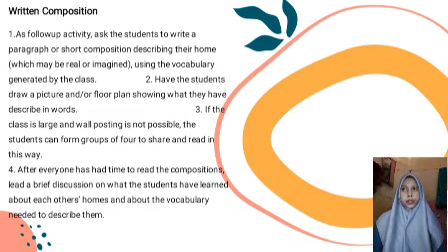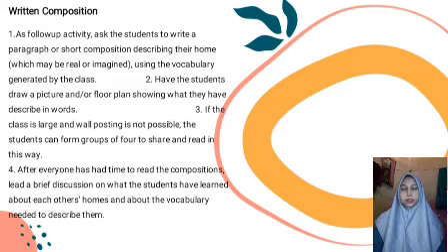Okay, so the next material is written composition. The first one is, as a follow-up activity, ask the students to write a paragraph or short composition describing their home, which may be real or imaginary, using the vocabulary generated by the class. The second one is have the students draw a picture and or floor plan showing what they are describing in words. Invite the classmates to read each other's descriptions. They should ask the teacher to correct the words before posting and reading.